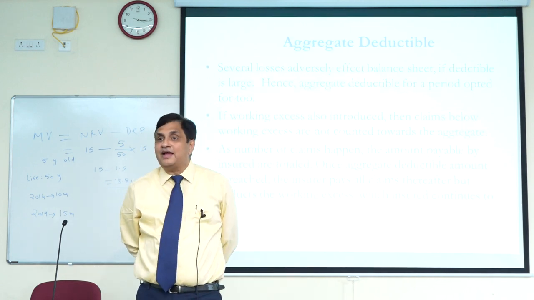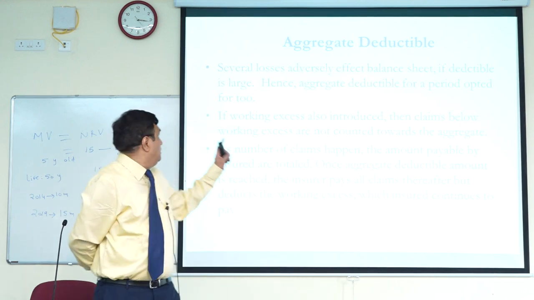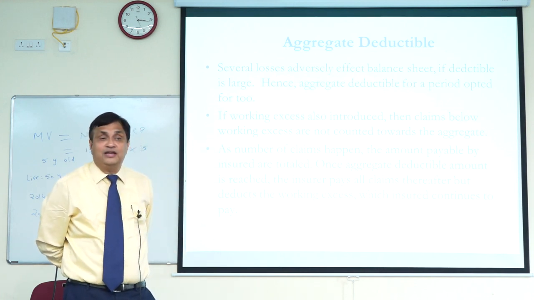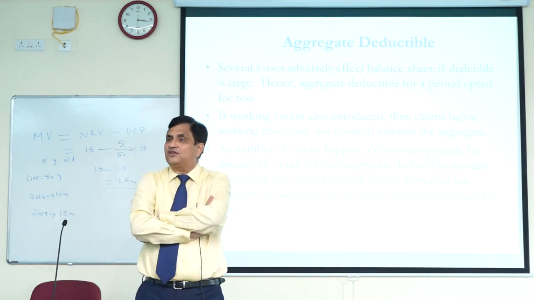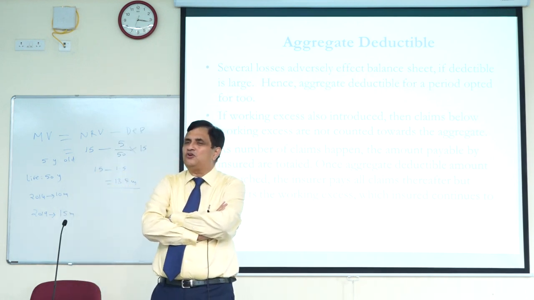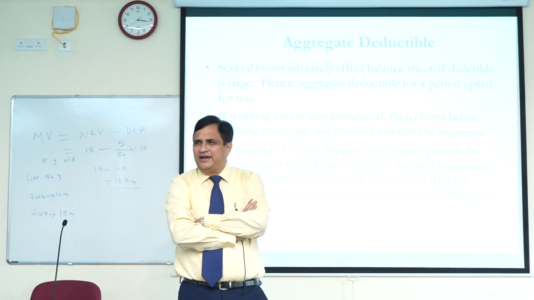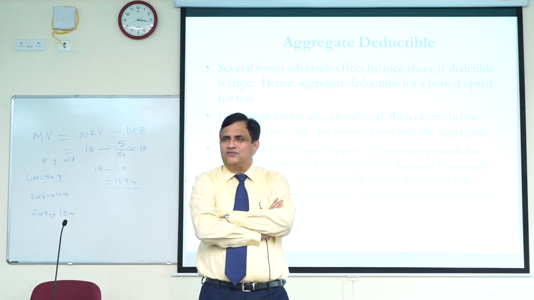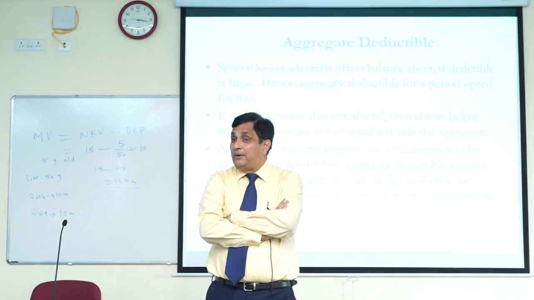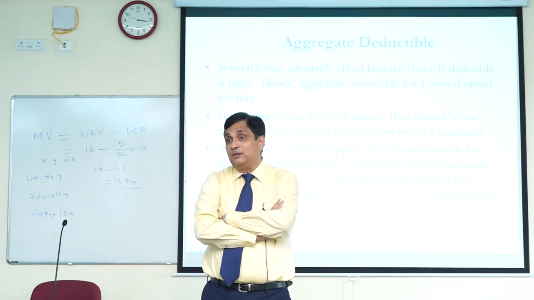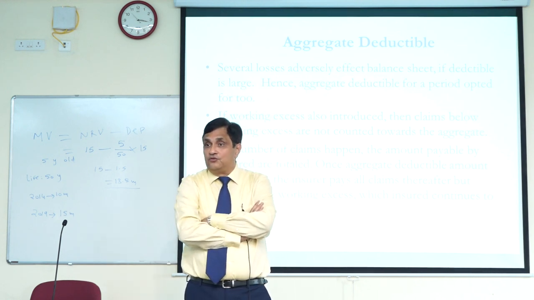This is what you are asking about, aggregate deductible. Now, what is this aggregate deductible? Several losses can adversely affect the balance sheet if the deductible is large. Why do you keep a deductible or excess? Fundamentally, because as an insurance company you don't want small losses. And as an insured, you also don't want the headache of reporting all small losses to the insurance company, which your balance sheet can take, since they are small enough. But if there are 10 small losses, they can become very big, which may be beyond your capacity. So then what will you do?